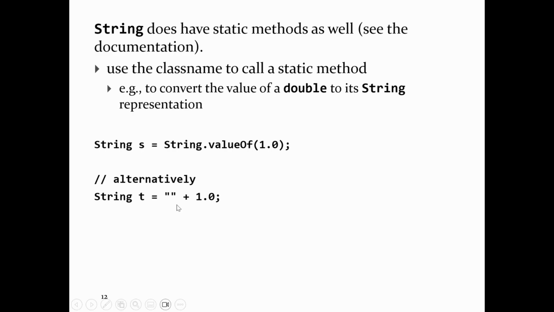You can't just write 1.0. That doesn't work. You can't write round brackets String 1.0. That doesn't work either, right? You can't cast a primitive value to a reference value. So those don't work in Java. One of these two will work.